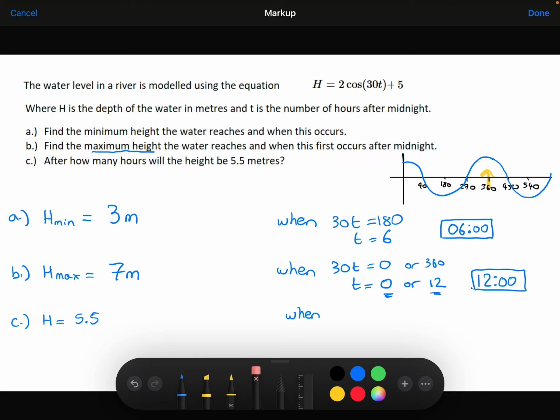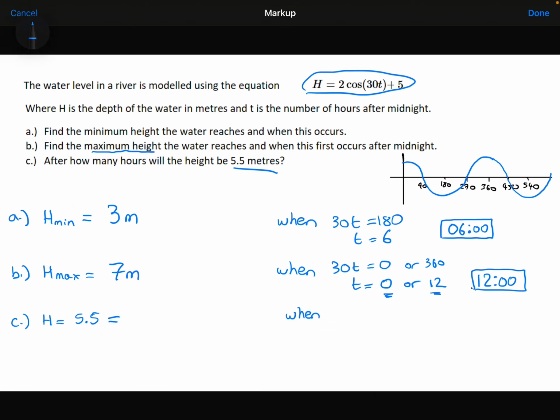And then part C of this question says to find after how many hours the height will be 5.5 metres. So let's use our model to find when h equals 5.5. I'm going to take my equation and make it equal to 5.5. I'm then going to subtract 5 from both sides. I'm then going to divide both sides by 2 to get cos by itself. I'm now going to do cos inverse of that.